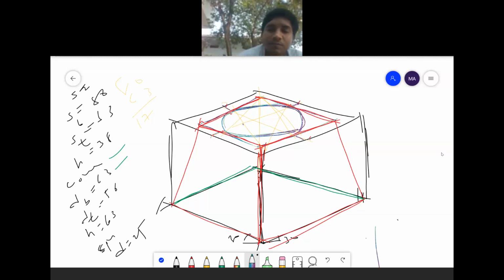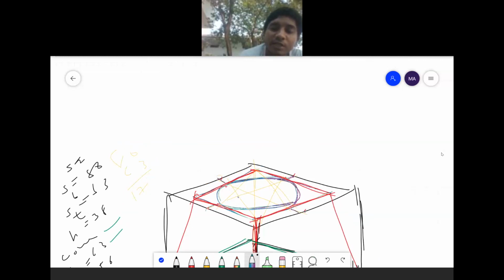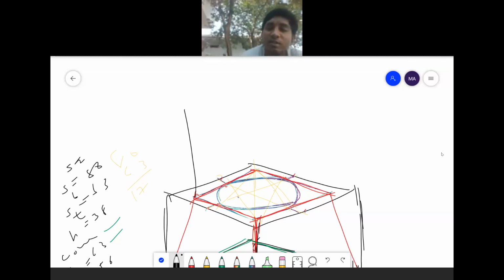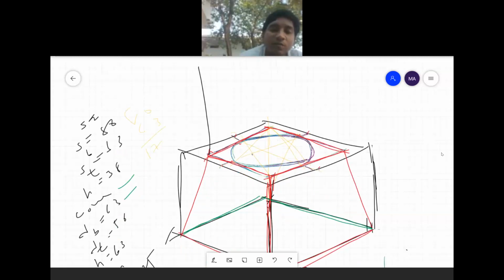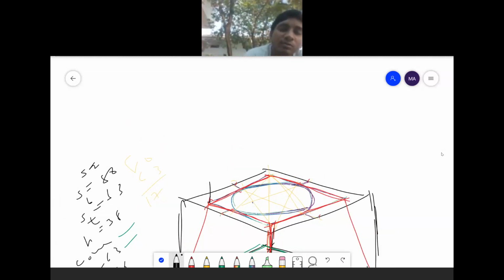After that, what I will do, I will extend this one upwards. How much will I extend? 63. He has given the height of the cone as 63. So I am extending it to 63. I will use a yellow pen. So from here also, then I will join this one.